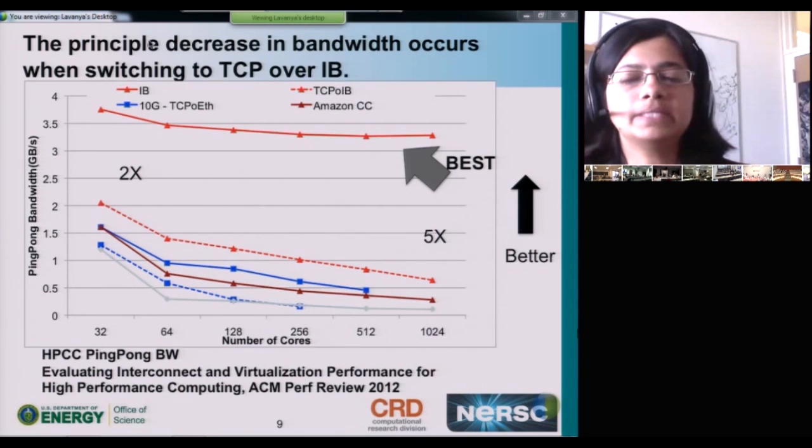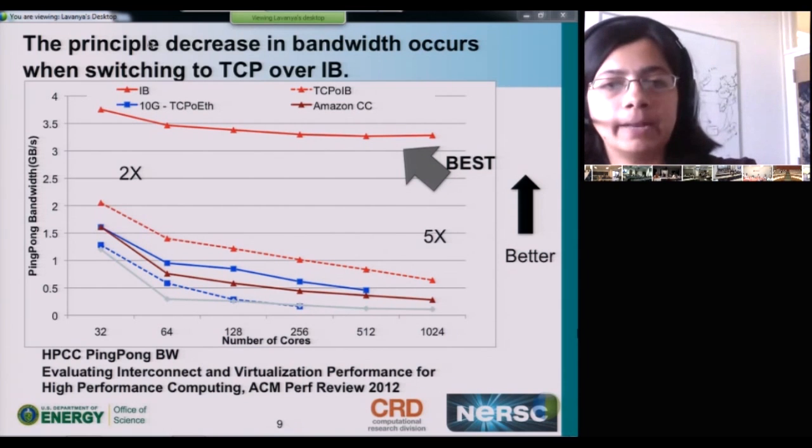So what you end up seeing here is InfiniBand. Here, higher is better because we're looking at bandwidth, and InfiniBand does the best. And the difference between InfiniBand and the next line, which is the red dotted line, is where the change actually happens in terms of bandwidth. So the principal decrease in bandwidth occurs when you switch to TCP over IB. So it's the difference in the protocol that made that huge difference. So you started out at 32 cores at about 2x, and then went up to about 5x at 1024. So that's an important result.